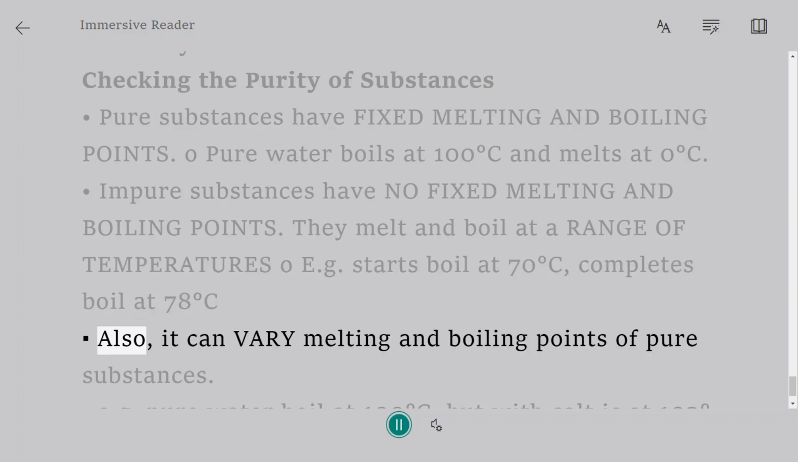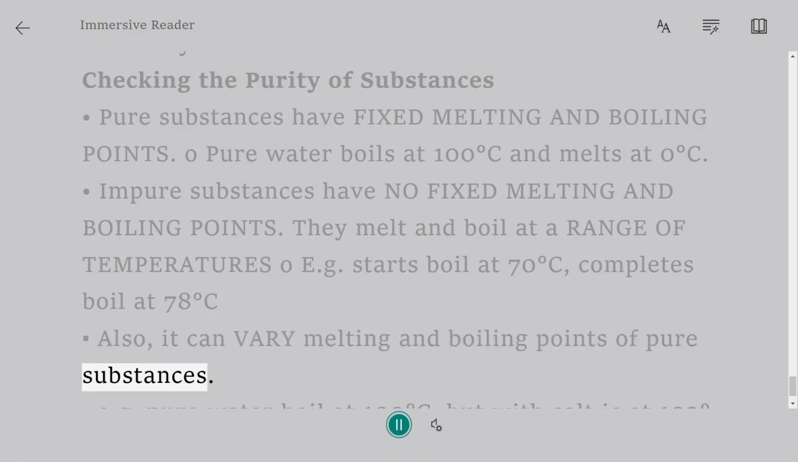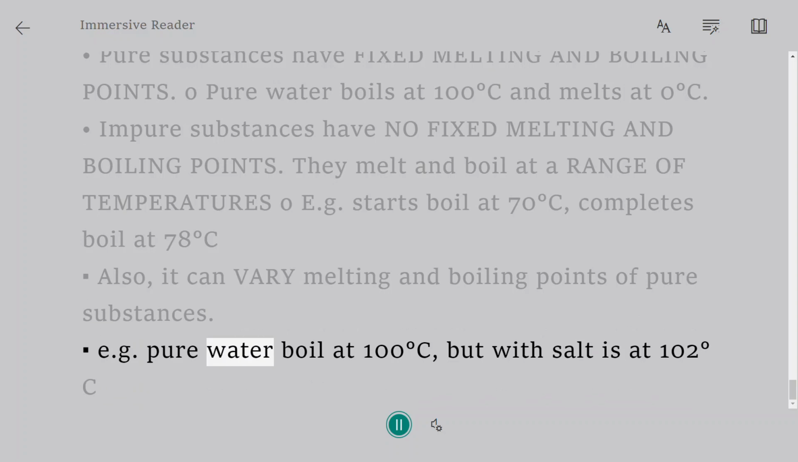Impurities can also vary the melting and boiling points of pure substances. For example, pure water boils at 100 degrees Celsius, but with salt it boils at 102 degrees Celsius.